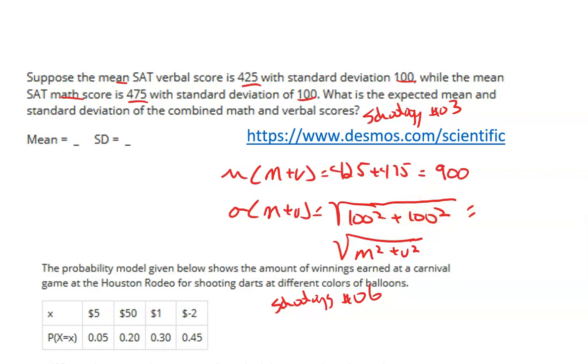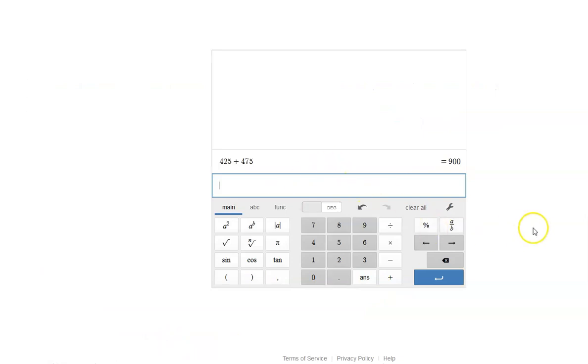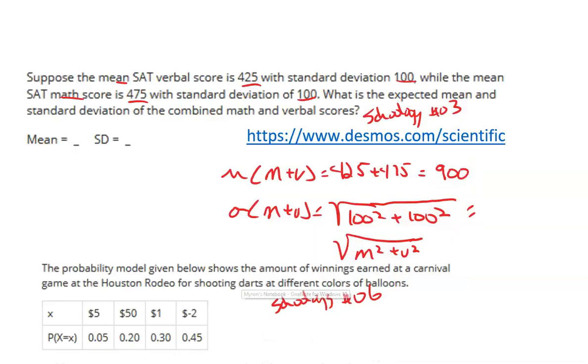But if you're using this program right here, the Desmos Scientific, it makes it a lot easier because you just hit the square root right there. And you can see I'm inside the square root. I do 100 squared, and that a squared puts a little squared at the top. And then plus 100 squared. And I hit enter, and I get 141.4213, which was the correct answer. 141.42.